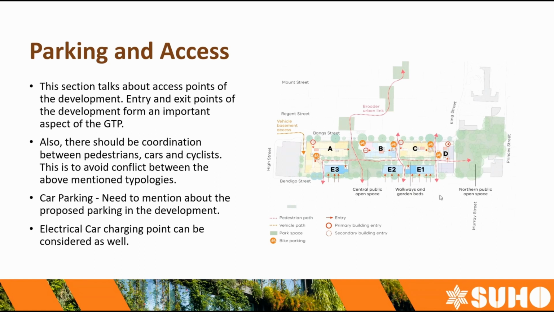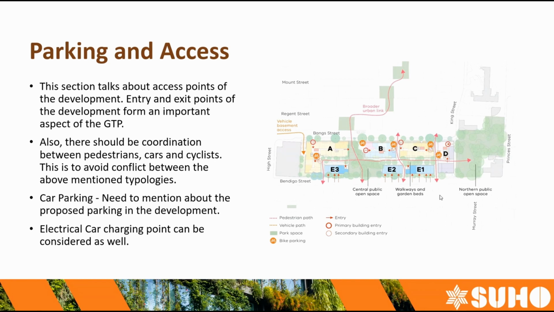As we can see in the image on the right hand side, the plan clearly represents pedestrian path, vehicle path, park space, bike parking entry, primary building entry, and secondary building entry. So if this is clearly marked on a plan, or clearly indicated on the site, then it will definitely avoid conflicts and it will avoid minor accidents or something like that.